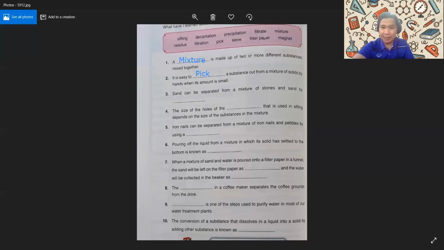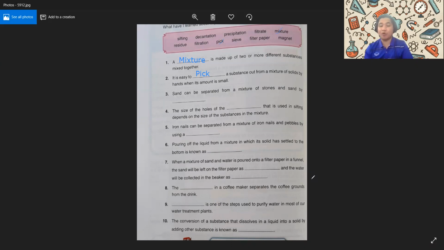Okay. Now don't forget to erase some of the things that you're done. When you're done, I mean. So we're done with mixture. We're done with pick. So we can continue on with the other ones. Number three, class.